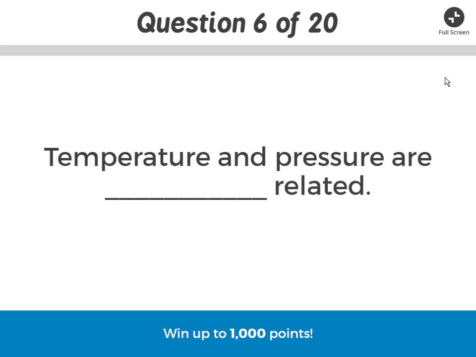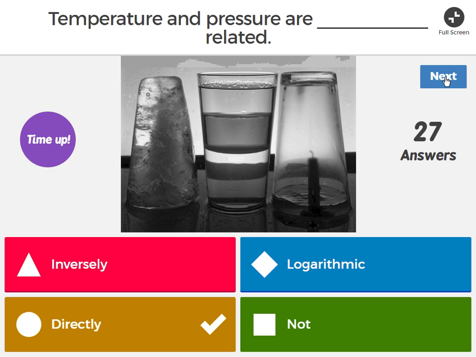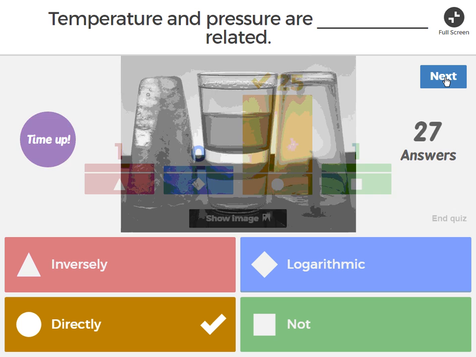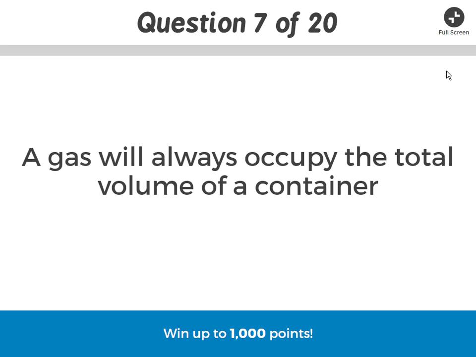Keep it up. Temperature and pressure are blank related. All right, I'm not going to go over that. You guys are good with that. Keep it up. Gas will always occupy the total volume of container.